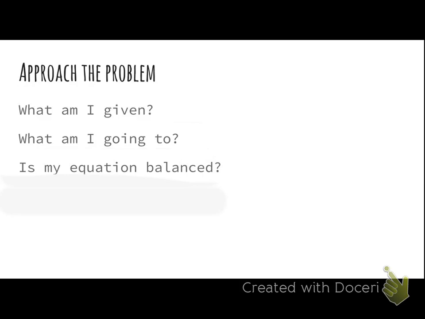The next thing, is my equation balanced? So hopefully you see, after doing this, that your equation needs to be balanced for you to get the correct answers, because that balanced equation is going to lead to a correct mole ratio. And you can see that if your mole ratio is not correct, it's going to give you the wrong values to plug into that dimensional analysis equation. So we have to make sure our equations are balanced.